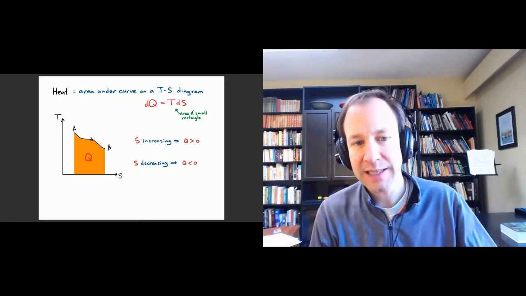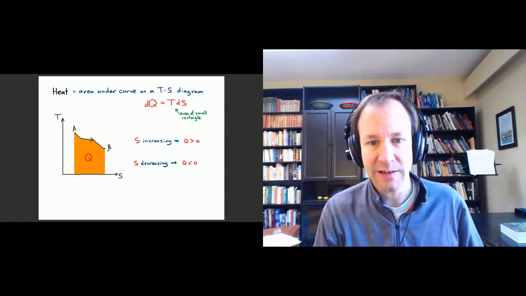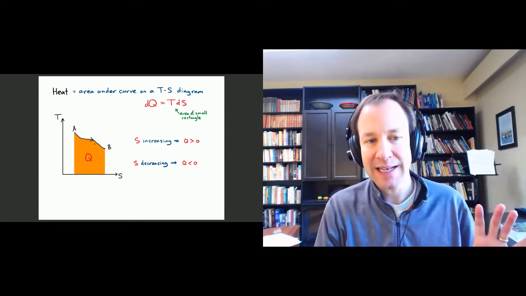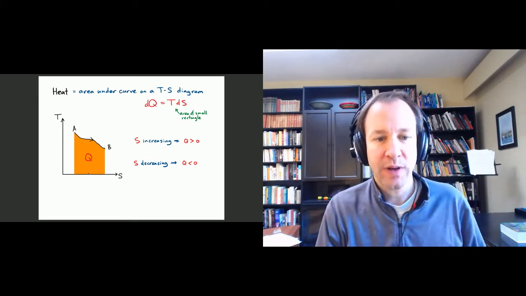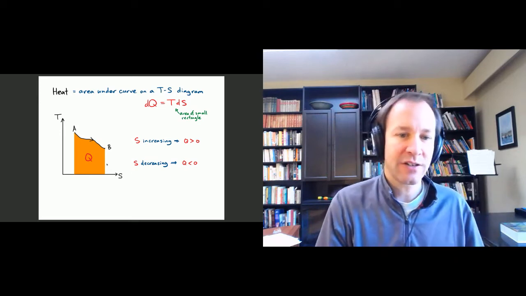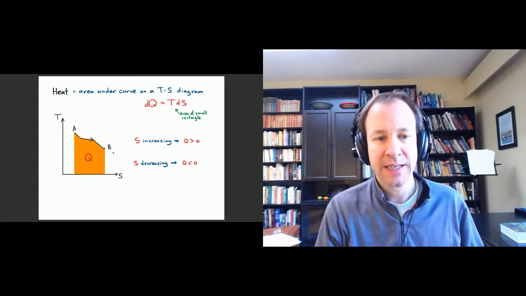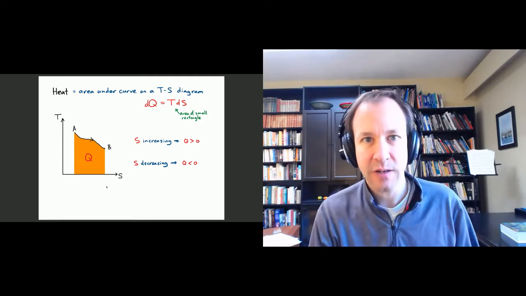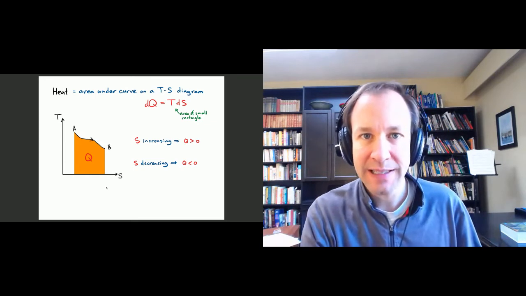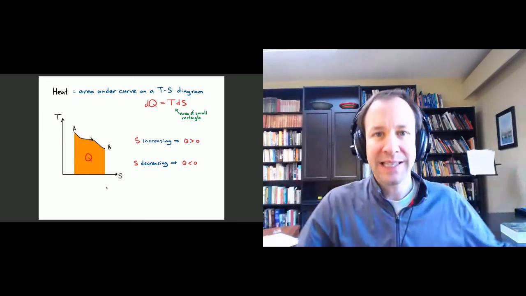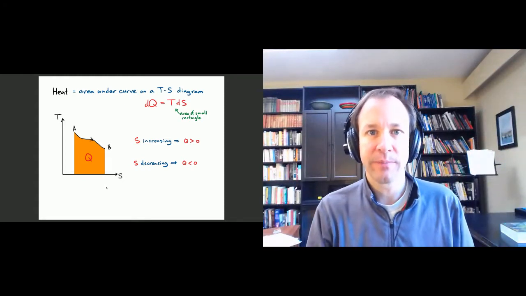Okay, so it's just like calculating work on a PV for a process plotted on a PV diagram. And similarly to that case, we can identify the sign of heat by looking at whether the entropy increases or decreases. So a process going to the right would have an increasing entropy, and going to the left, a decreasing entropy. And again, that decrease in entropy is not a violation of the second law, as long as the entropy of the environment increases by at least that much during the process.